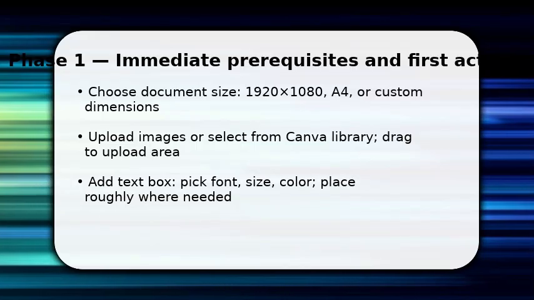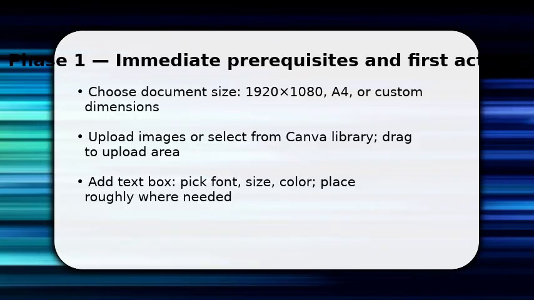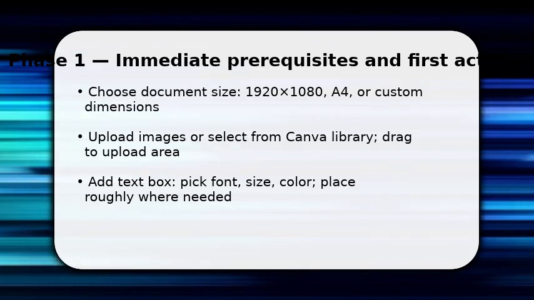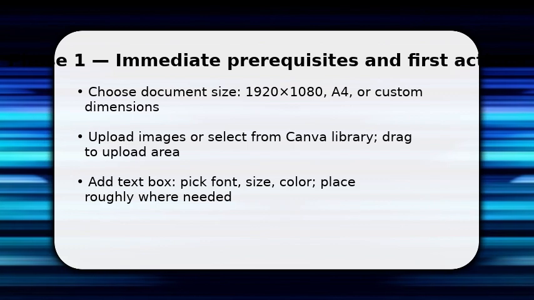You begin by selecting a canvas size that matches your final output. A 16:9 layout is common for screens. Next, upload your images or pick one from Canva's library and drag it onto the canvas so you can see composition instantly. Add a text box, choose a clear font and an initial size, and position it where it balances with your image. This first pass sets hierarchy and spacing, so make quick adjustments now before refining style or alignment.